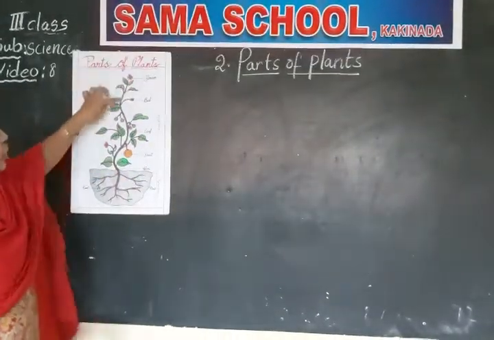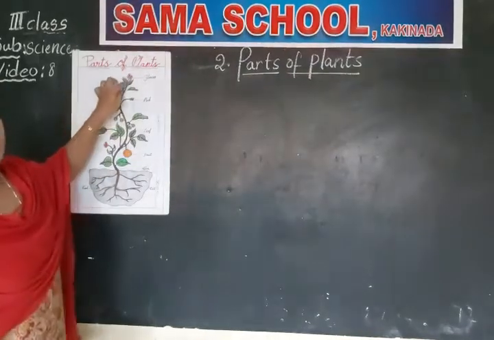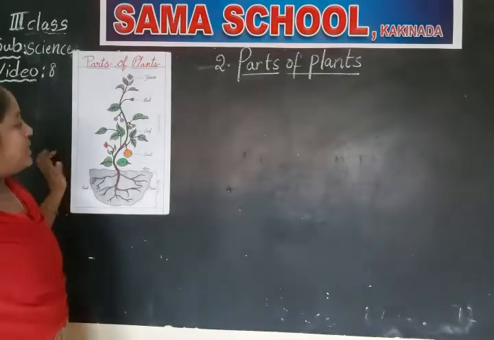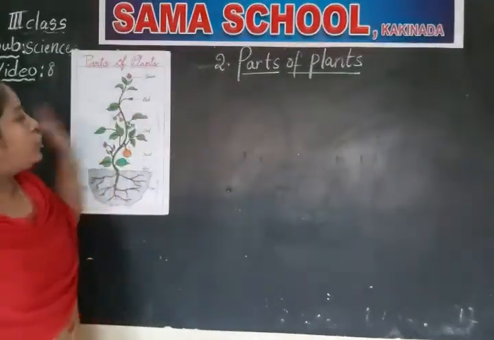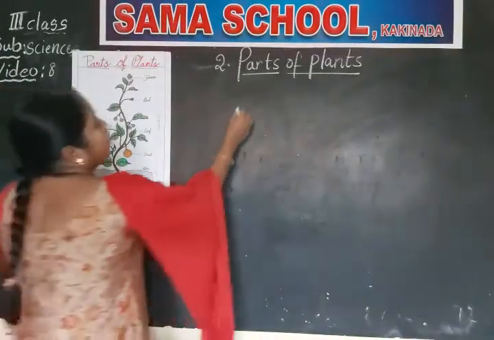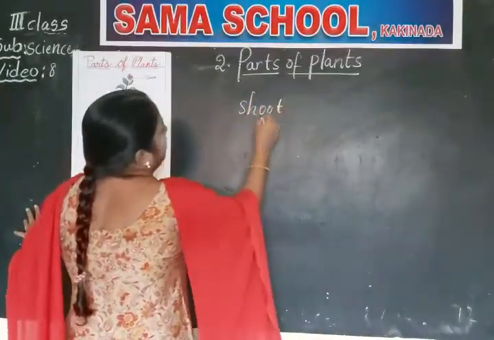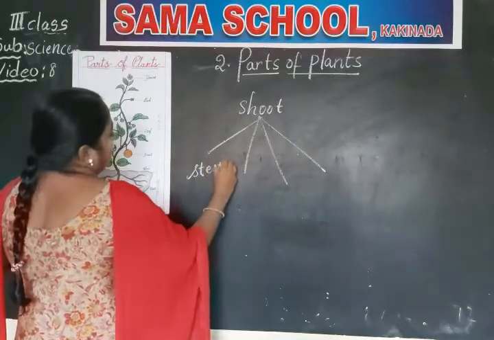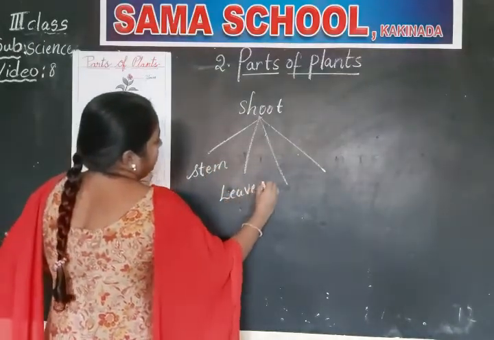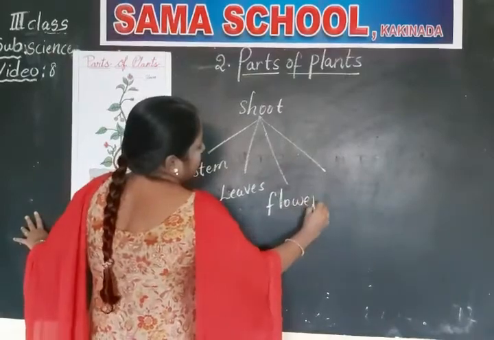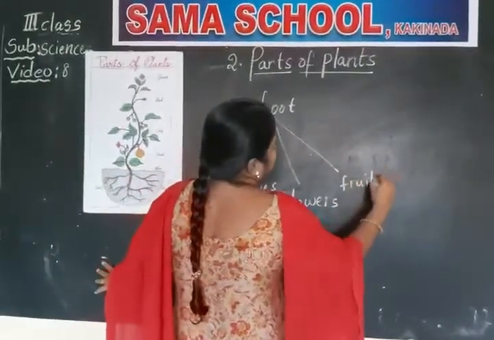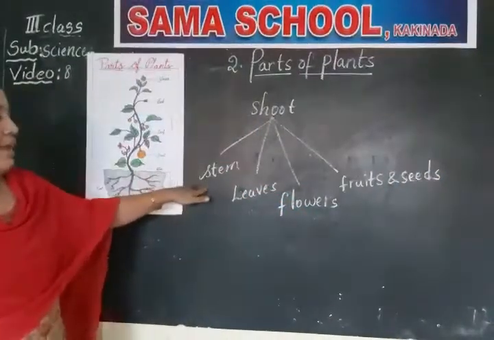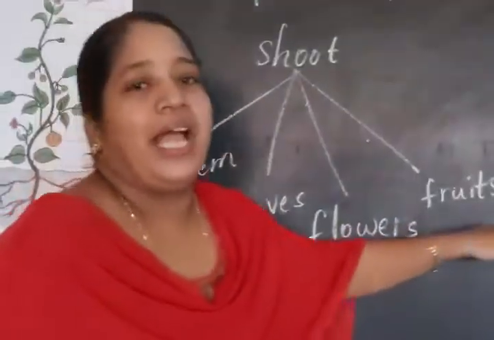And see, this is the shoot part, the part which grows above the ground. And this shoot part consists of how many parts? The shoot part consists of stem, leaves, branches, flowers, fruits and seeds.